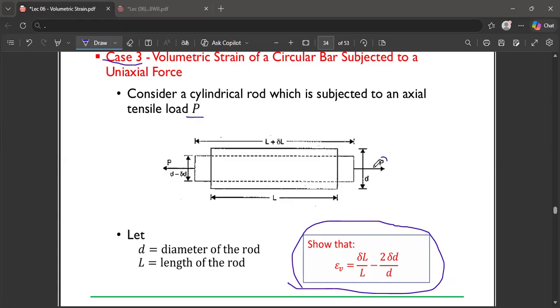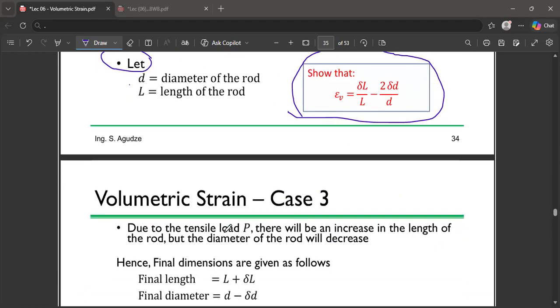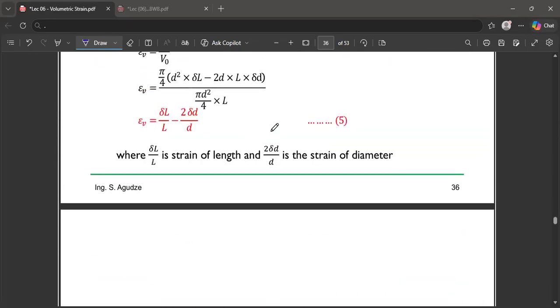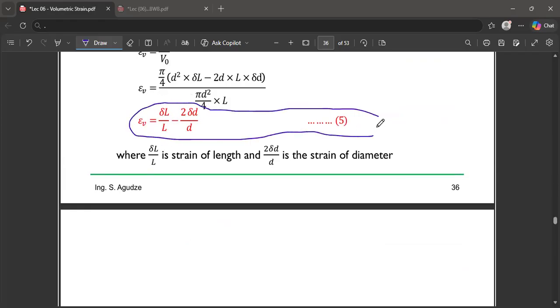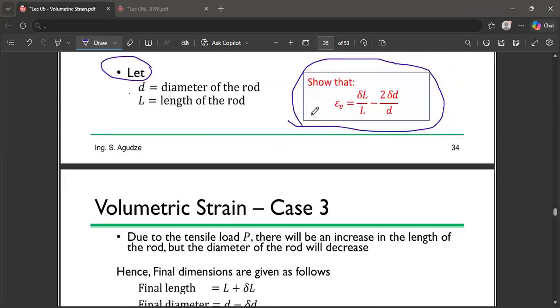Consider a cylindrical rod which is subjected to an axial tensile load P. So these are the loads, and I have explained this diagram somewhere already. You can see the original length, the change in diameter, and also the original diameter. Let D be the diameter of the rod and L be the length of the rod. After so many proofs, we were able to establish the formula that I showed you. So you can also put this formula somewhere. That is for case 3.